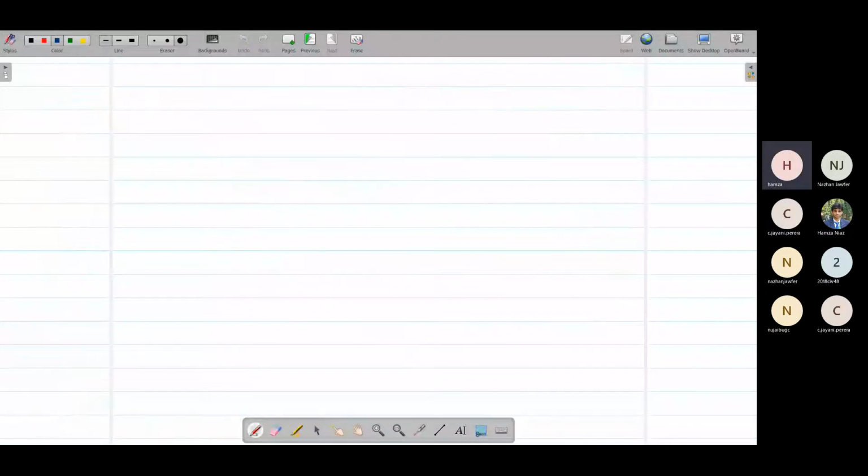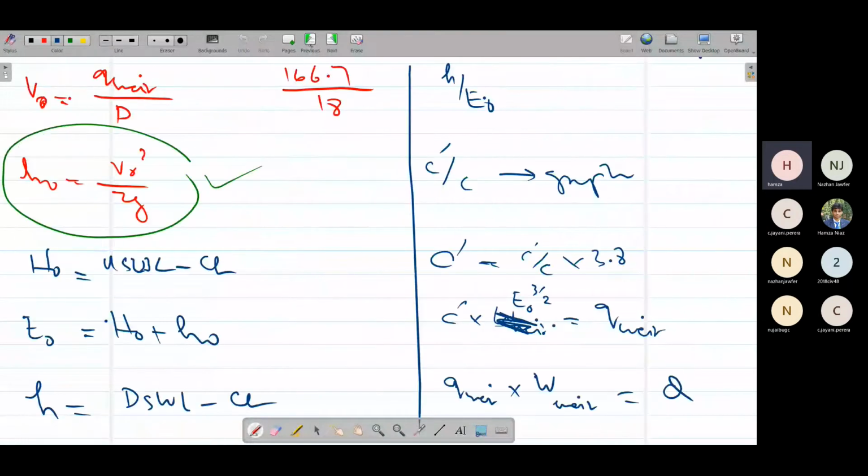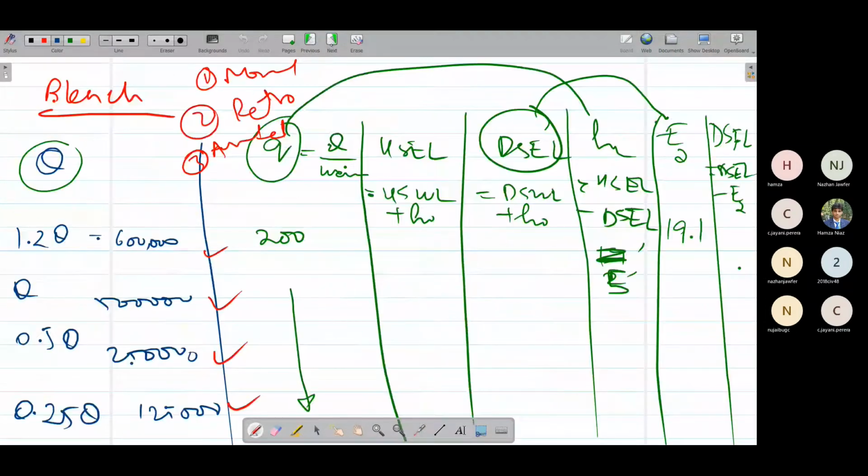After getting this upstream energy level, we have to calculate downstream energy level. So like this, in Blanche method, what we did, we calculated upstream energy level, we calculated downstream energy level, we subtracted them both and calculated head loss.